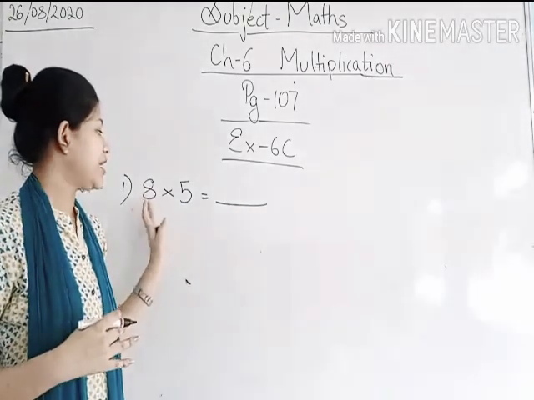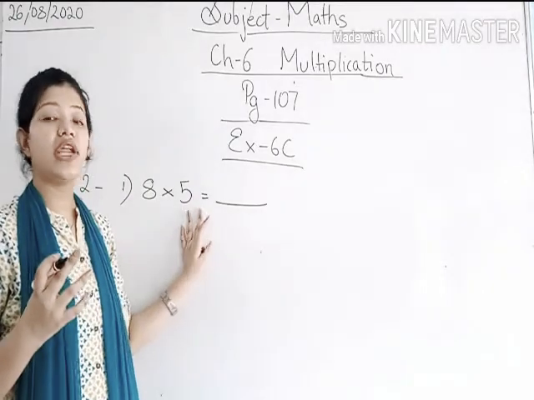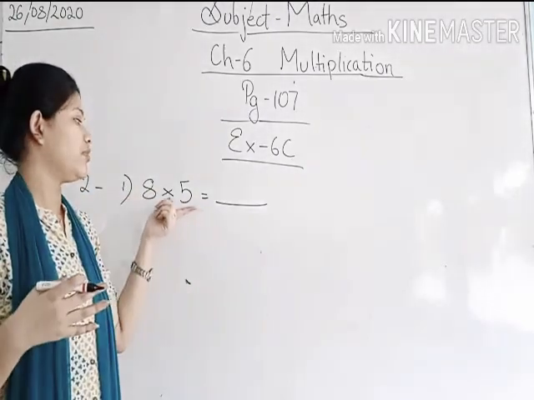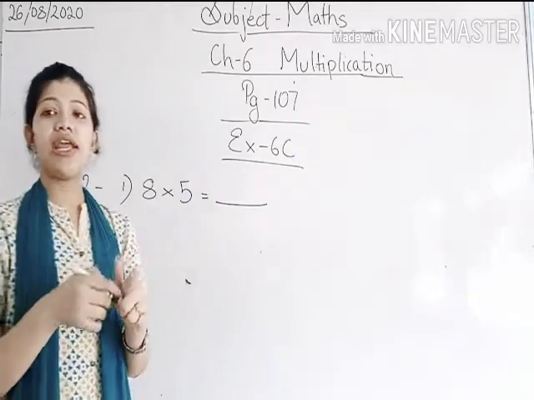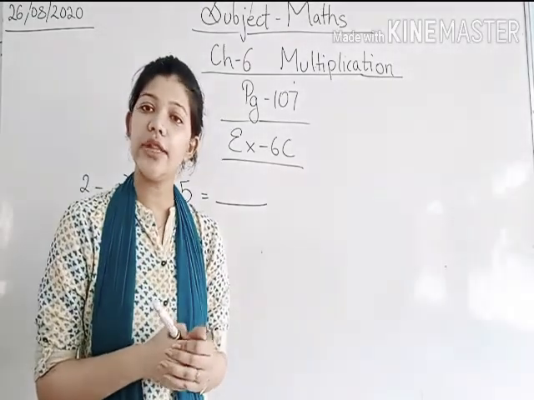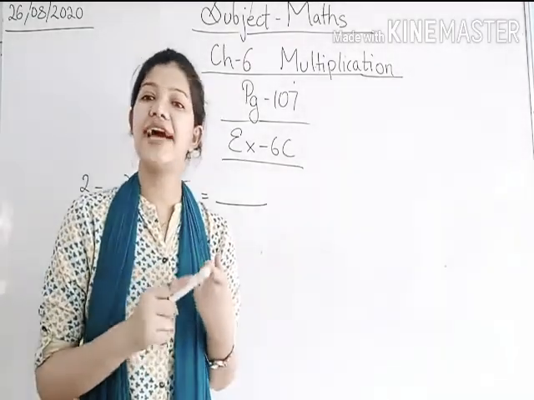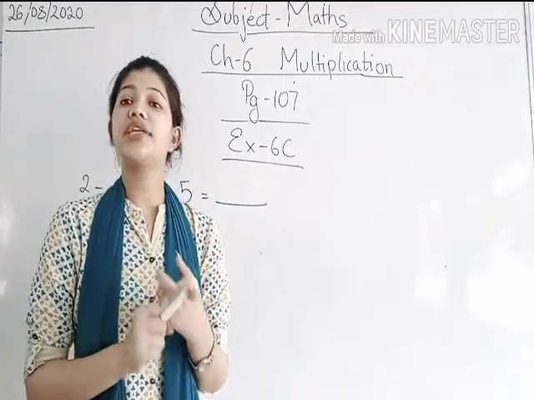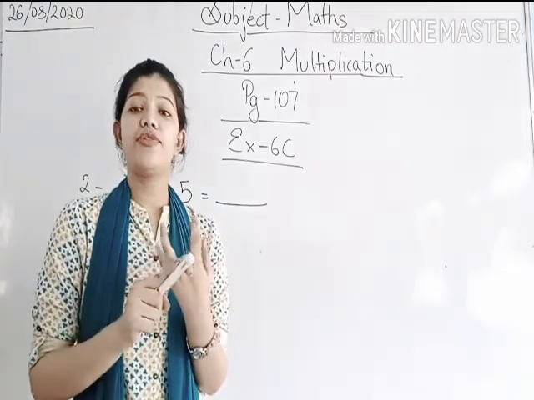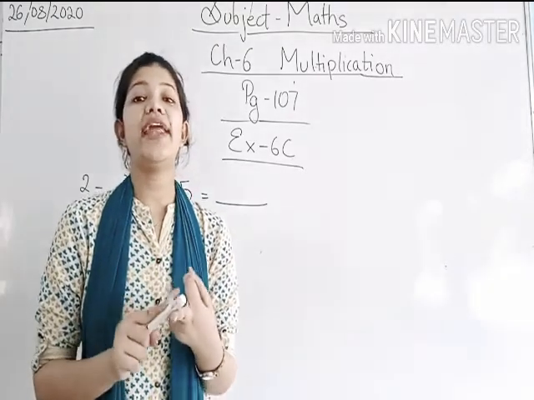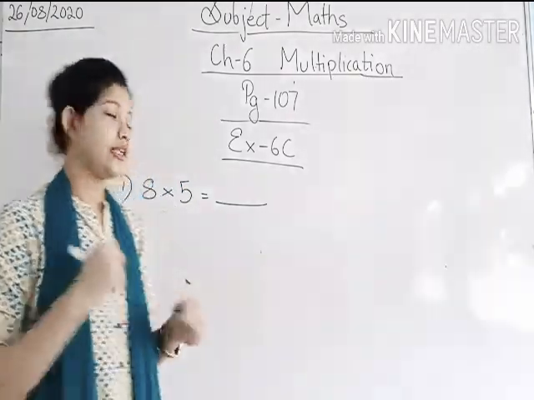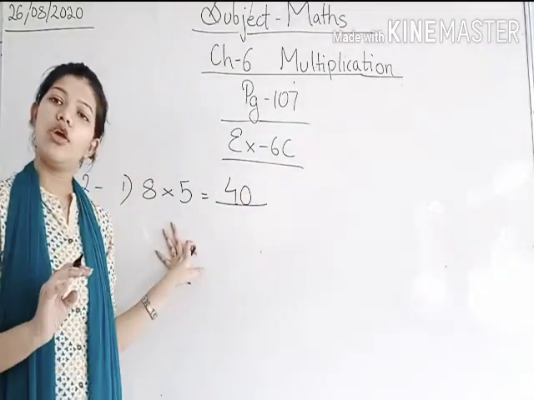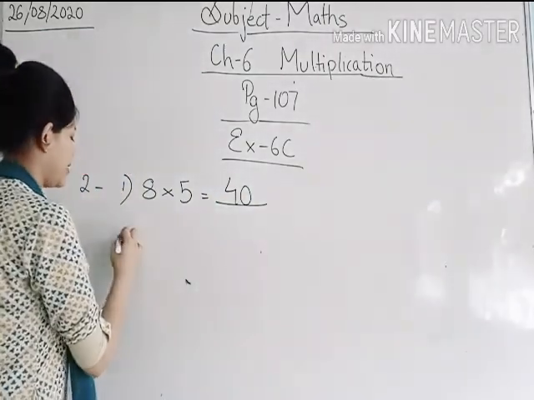Okay, so 8 fives are. We will read the table of 8. How many times? 5 times. Let's read the table. 8 ones are 8. 8 twos are 16. 8 threes are 24. 8 fours are 32. And 8 fives are 40. So what we got as the answer? 40. Okay, let's do the second one.